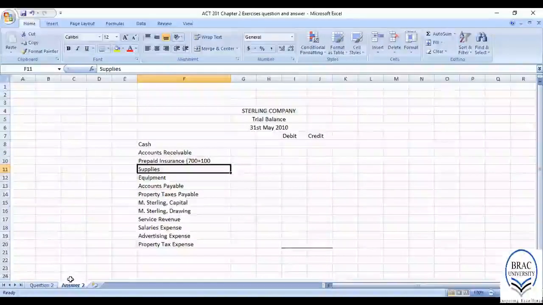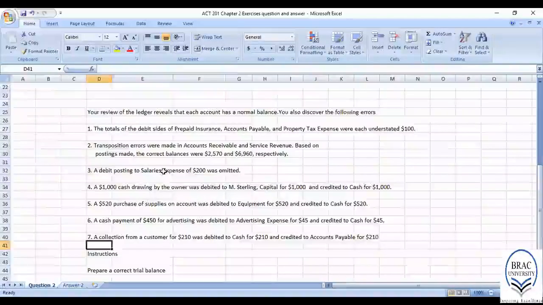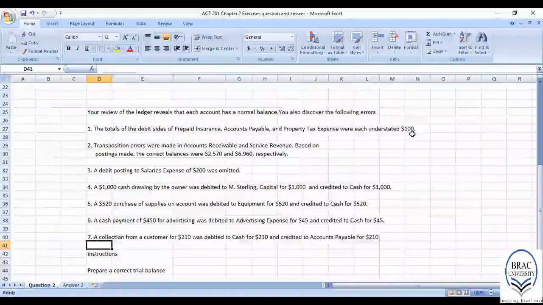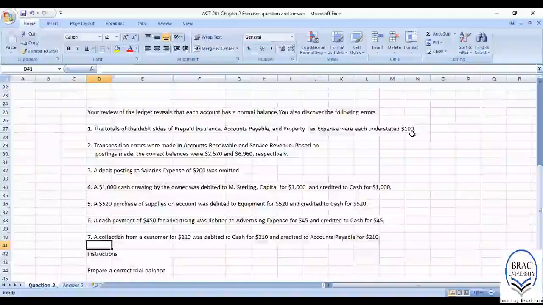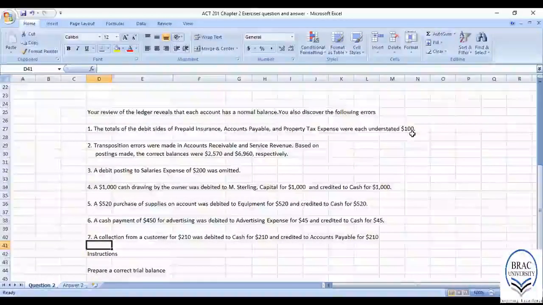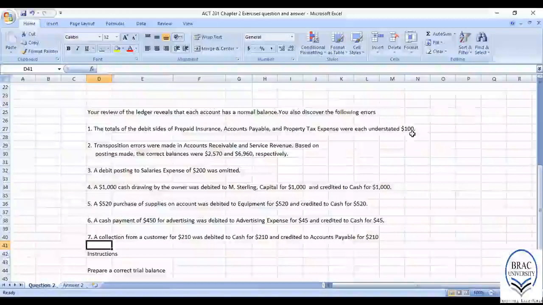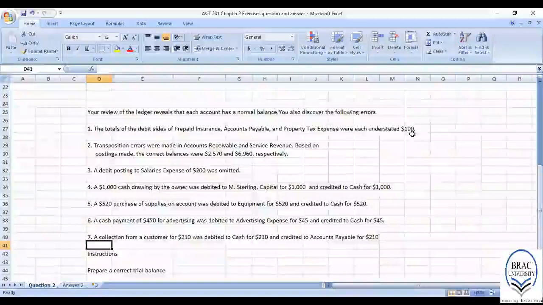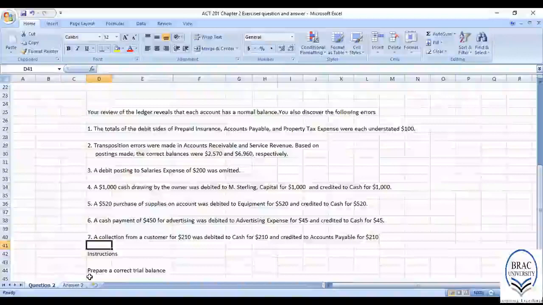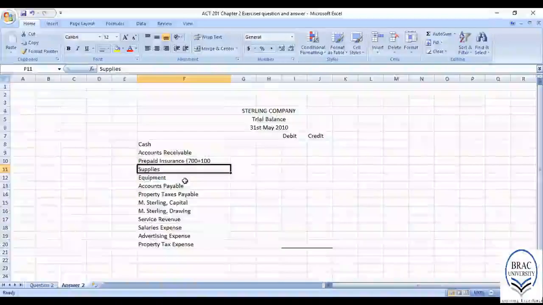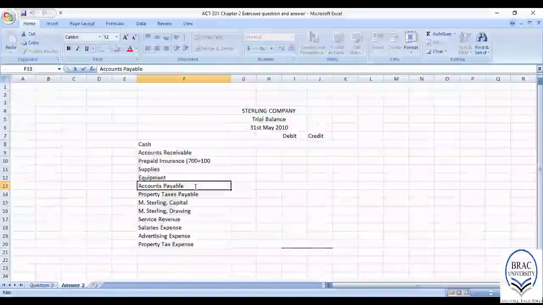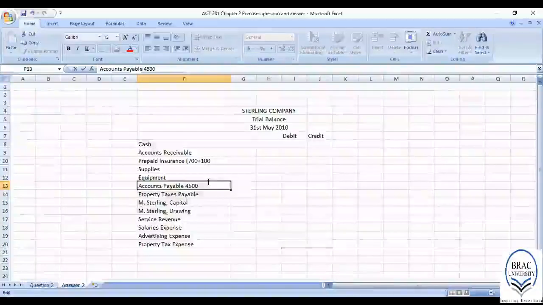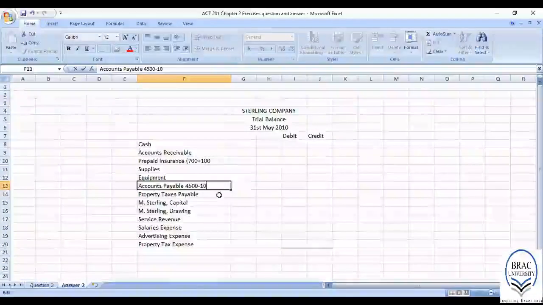Now let's go back to our next instruction. It says the debit side of accounts payable was understated by $100. Because the debit side of accounts payable was understated, that means the accounts payable account has $100 more in the account. So now we have to reduce the accounts payable balance by $100. Let's put this information into our trial balance. Accounts payable had a $4,500 balance. Now we have to deduct $100 from there.